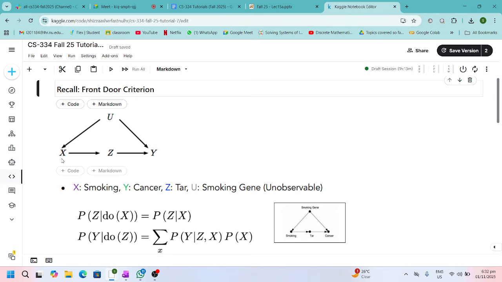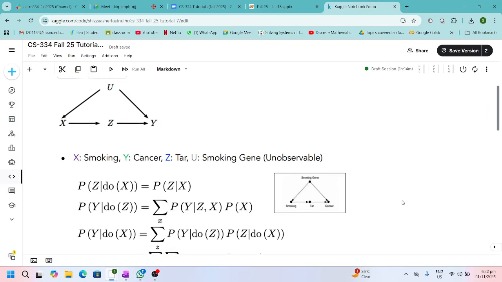X is the treatment, in this case smoking. Y is the outcome, in this case cancer. So हम X का Y पे, smoking का cancer पे effect measure करने की कोशिश कर रहे हैं. Z is your mediator, in this case Z is tar, and then U means uncontrolled confounding variables. या unobservable होते हैं या uncontrolled होते हैं, whatever it is. In this case, the smoking gene is U. Anything else can go into U as well, by the way.